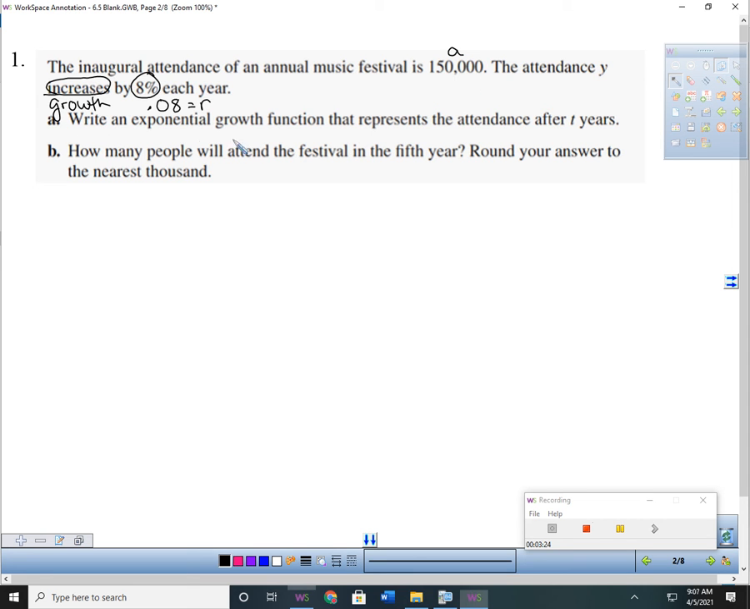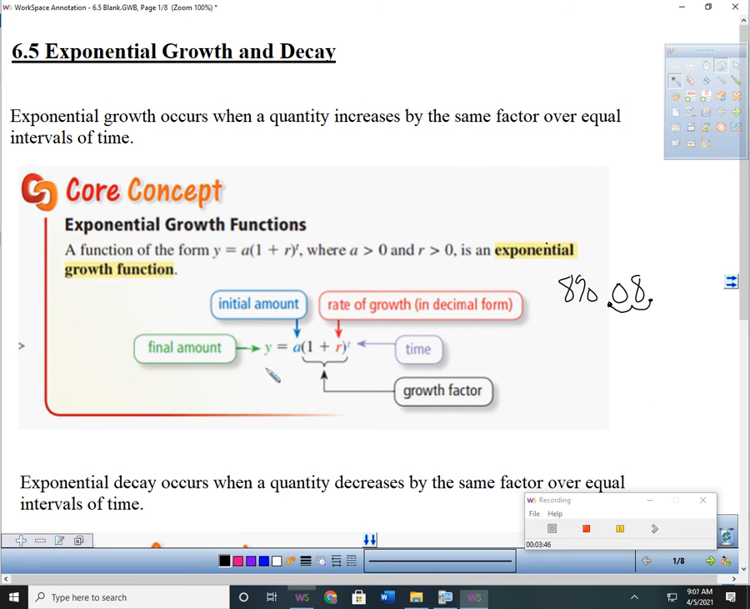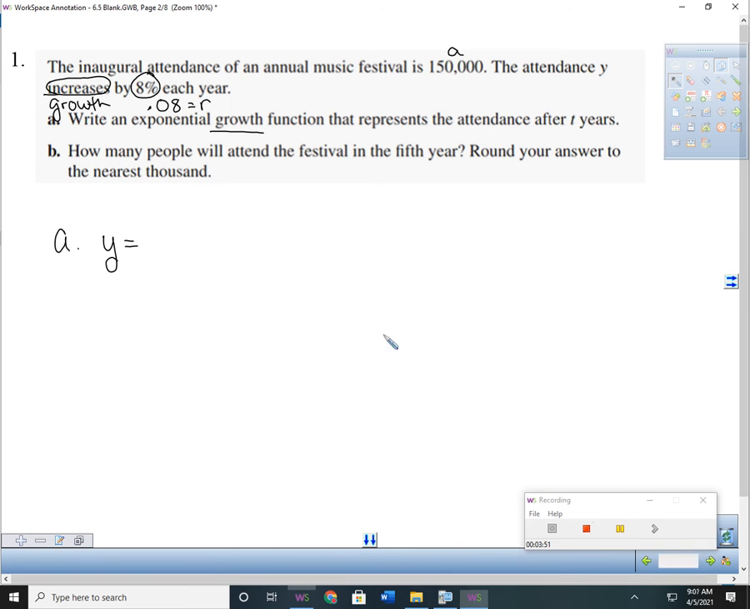So it says write an exponential growth function that represents the attendance after t years. It even tells you it's a growth, even though we already decided that. So it didn't ask us how many years, right? It just said write a general equation. So for part A, we have y equals. And since this is a growth, I'm literally just plugging in right here. My initial amount, that's my A. I'm going to put the 150,000 in right there.